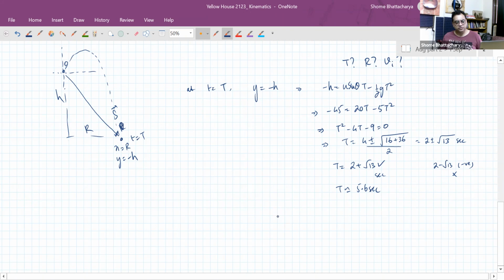Now you can see that for the range R, what we have to do is at t equal to capital T, the x coordinate is equal to R. So that means range is u cos theta into this time. So it's around 84 meters.